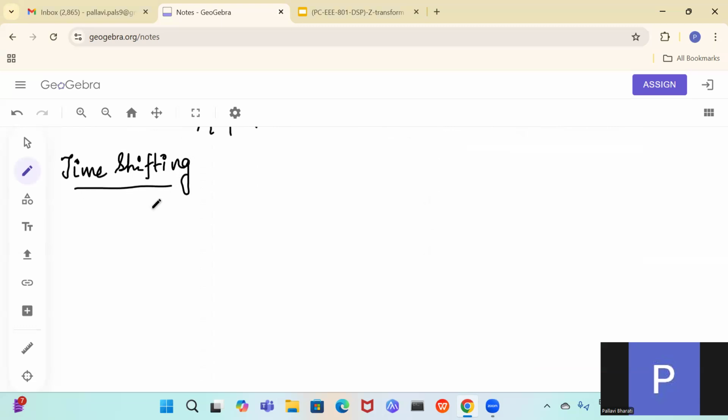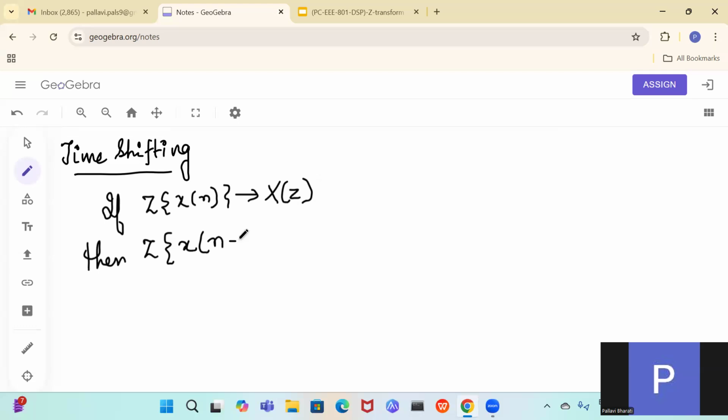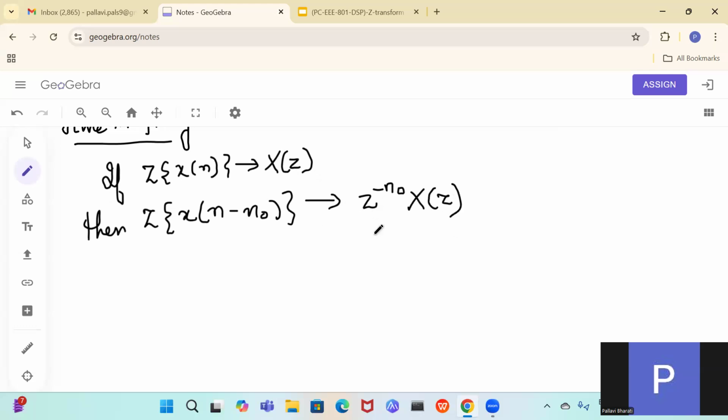Now this time shifting property says that if the Z transform of x of n is X of z, then the Z transform of x of n minus m, or you can take any other variable also, let's take n minus n naught, will be z to the power minus n naught X of z. Let's go for the proof of this.